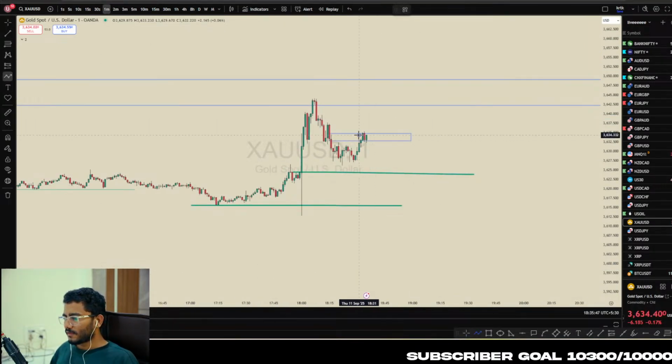I want to see some kind of liquidity sweep, like to the upside or to the downside. Then only we can make bias. It's because price has swept the liquidity from both sides, so it's very hard to understand in which direction price is going.